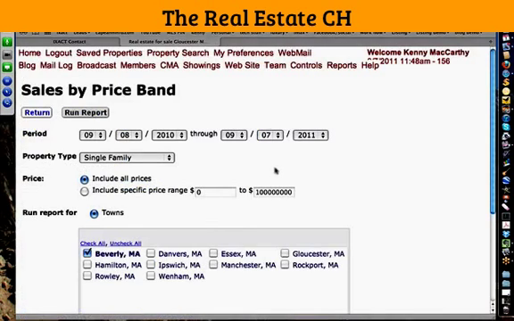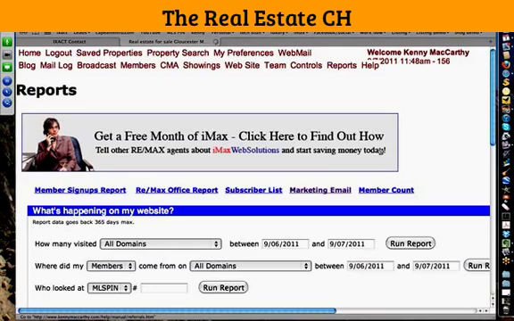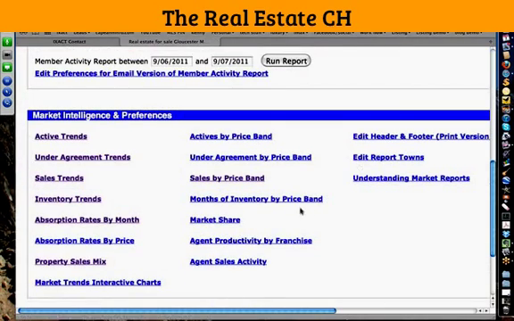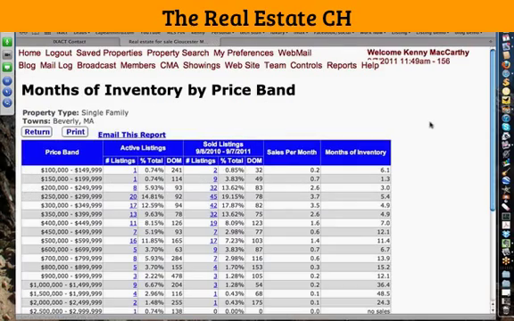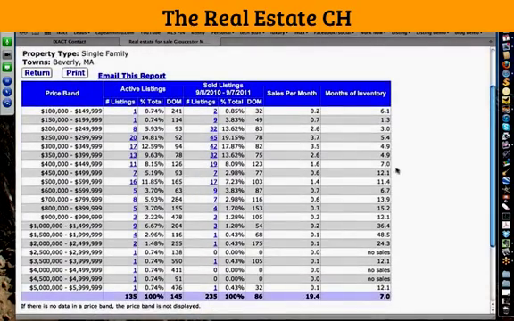Now, if we want to see another report, it's the months of inventory. I love this report. This is pretty much the last one that I show people when I'm explaining the market to them and sitting in front of them at a listing appointment. Let's take a look and see what's going on in each price band, Mr. and Mrs. Seller. Your house, I think it's worth about 4.25 as it sits right now. So let's look between 400 and 450.